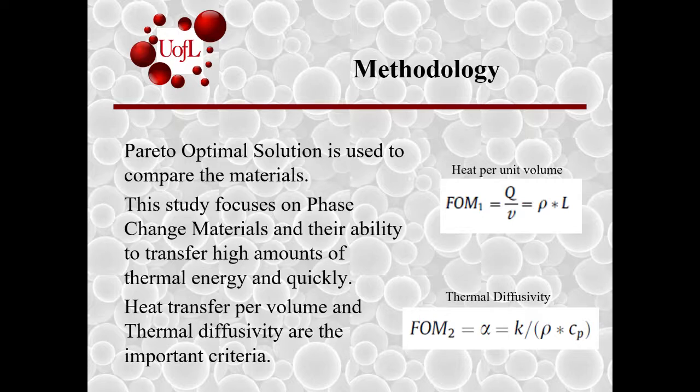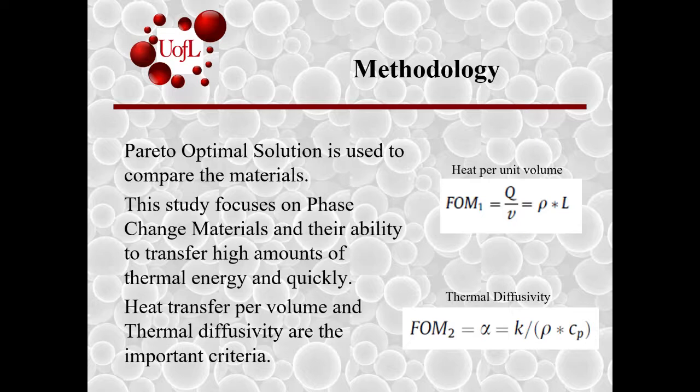When comparing these materials, they use Pareto optimal solutions to determine which of the materials is best for the application. And that involves using figure of merits. They want to maximize the values of the figure of merits, and that will determine which is the best material for the application. In this case, we're looking at heat transfer per unit volume, and we're also looking at thermal diffusivity.